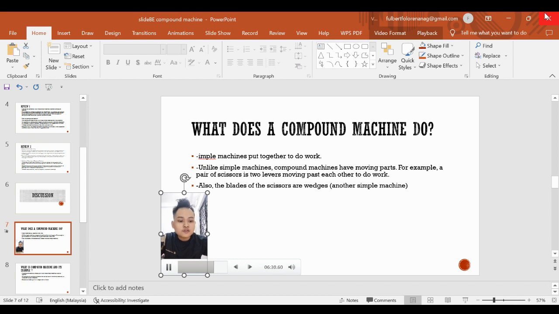In conclusion, a compound machine is made up of two or more simple machines that work together. A compound machine enables you to accomplish more in less time than would otherwise be possible. Compound machines have friction.